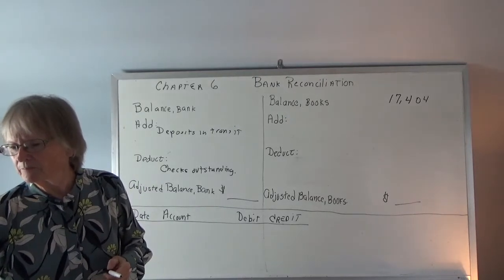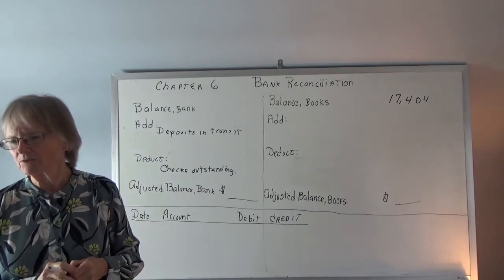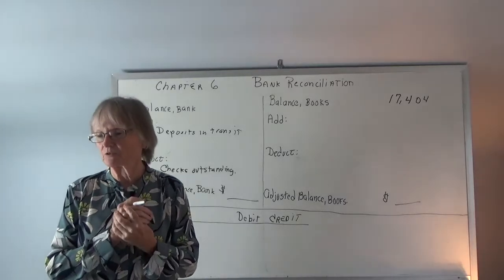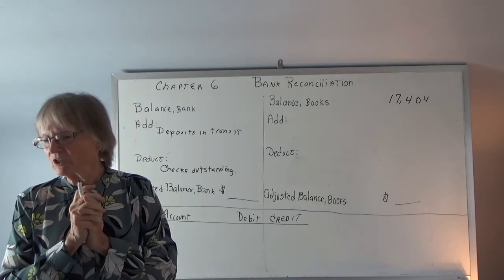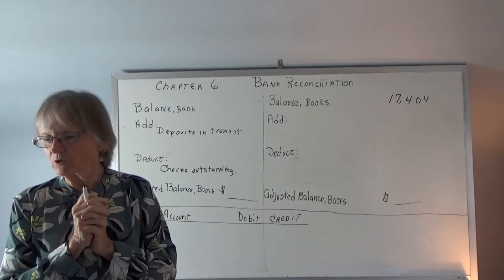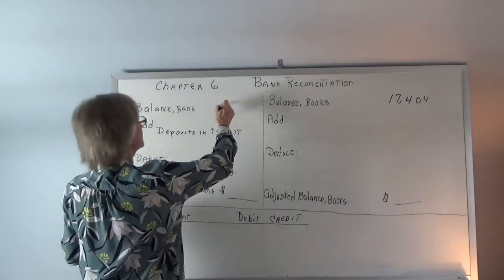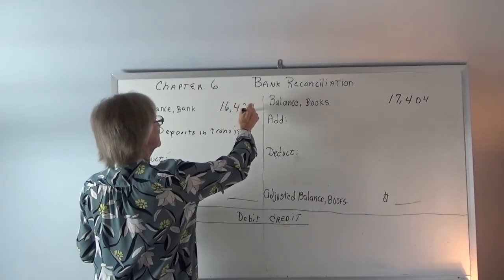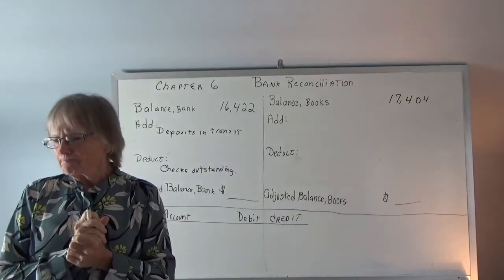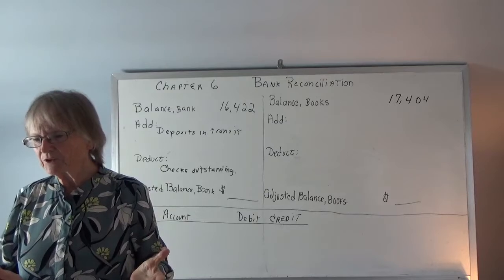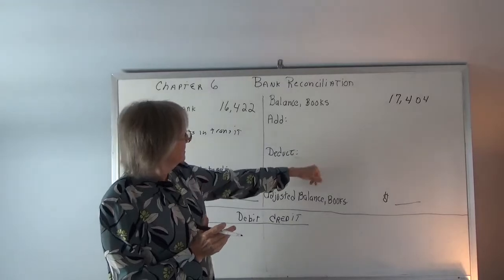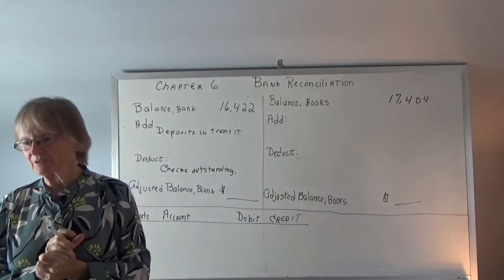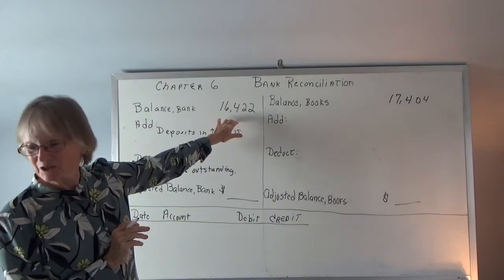If we go down a little bit, they say the bank, they give information from the bank statement for the company. So this is what's on the bank statement. And they say the bank balance at September 30 was 16,422. Well, we need that, 16,422. Okay. And what else happened at the bank? These are all things that the company doesn't know about. So we're going to have to tell the company about what happened. Okay, so this is the bank balance. That goes over here because that's the balance per bank.